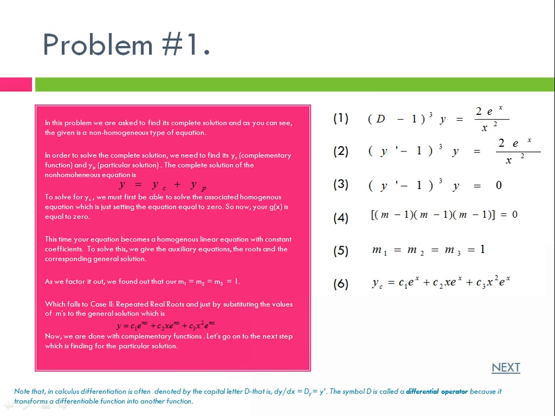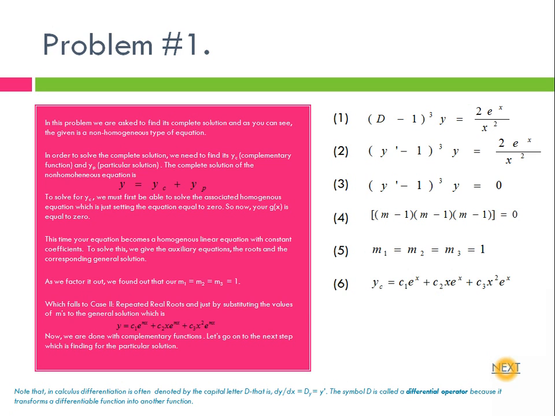By substituting the values of m to the general solution, which is y equals c sub 1 e^(mx) plus c sub 2 x e^(mx) plus c sub 3 x^2 e^(mx), we can get our complementary function, which is our equation number 6. So this is our final answer for the complementary function. Now we are done with the complementary function. Let's go on to the next step, which is finding the particular solution.